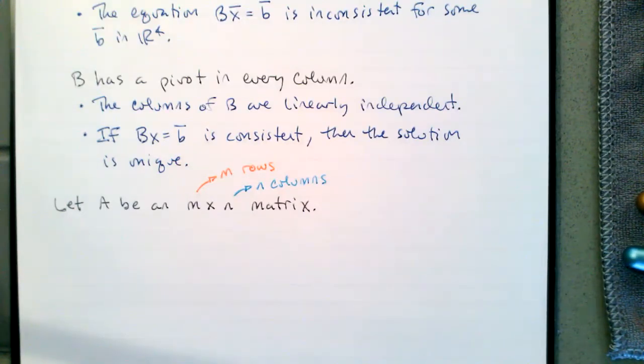I want to finish up today with a quick few observations about the size of a matrix and where things come from in the equation, the matrix equation AX equals B. So let's suppose that A is an M by N matrix. M by N is the standard way to decide on the size of a matrix.